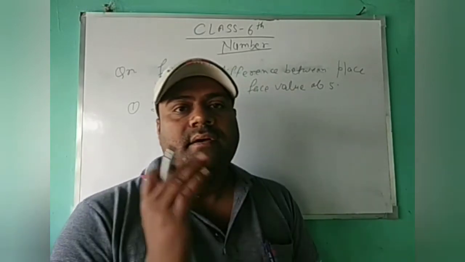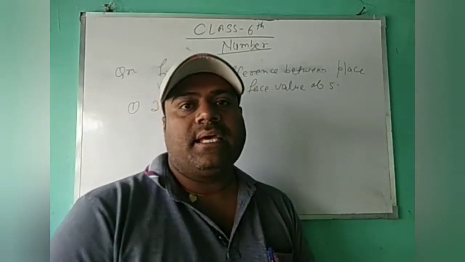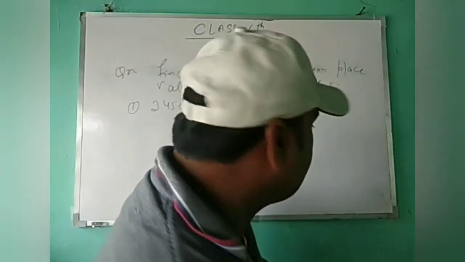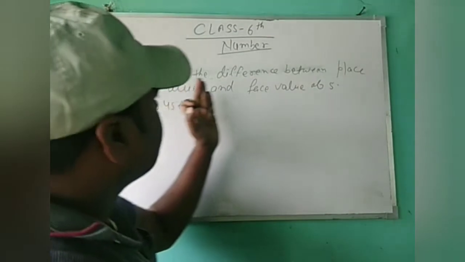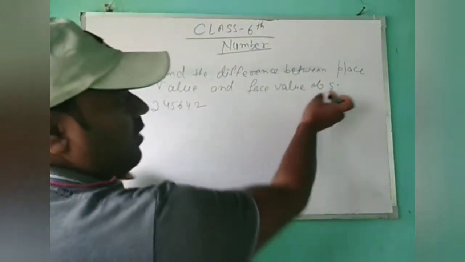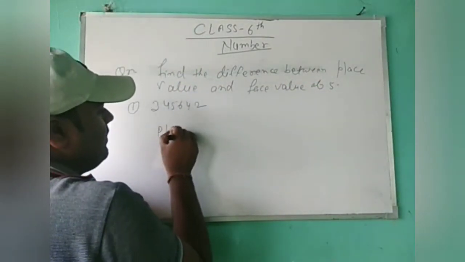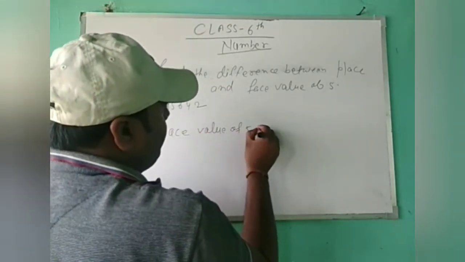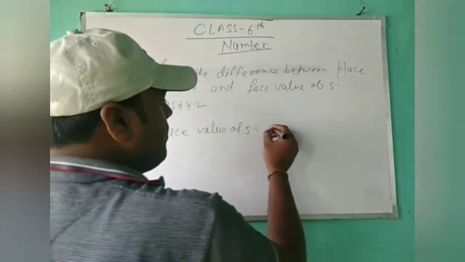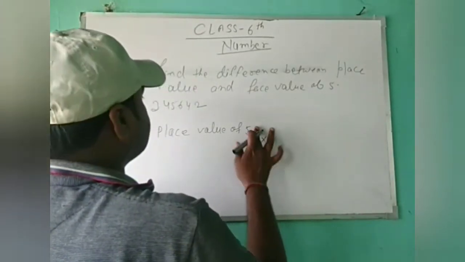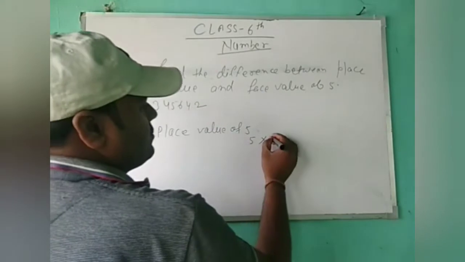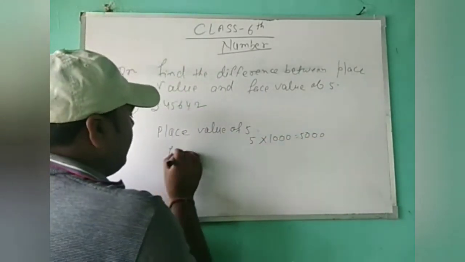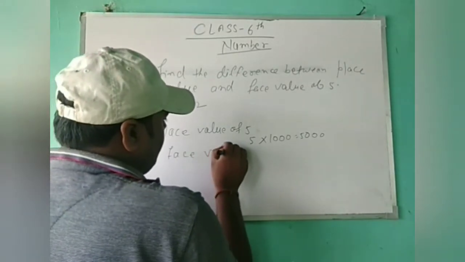What do we have to find out? We have to find the difference between place value and face value. It's so simple, look carefully. First of all, we have to find out the place value of 5. So we will write place value of 5. What will be the place value? 5 into 1s, 10s, 100, 1000. So 1000. It means 5,000.